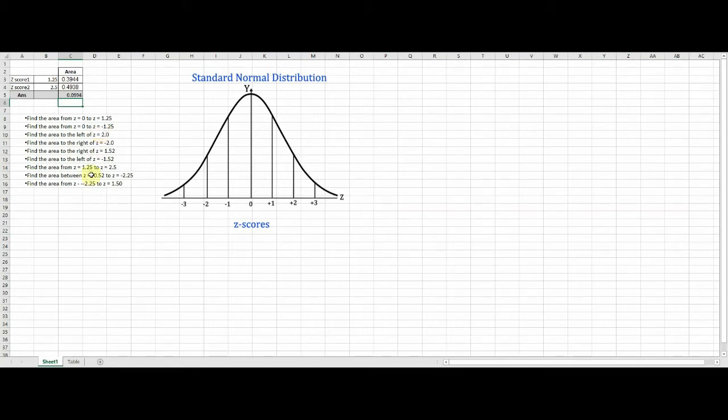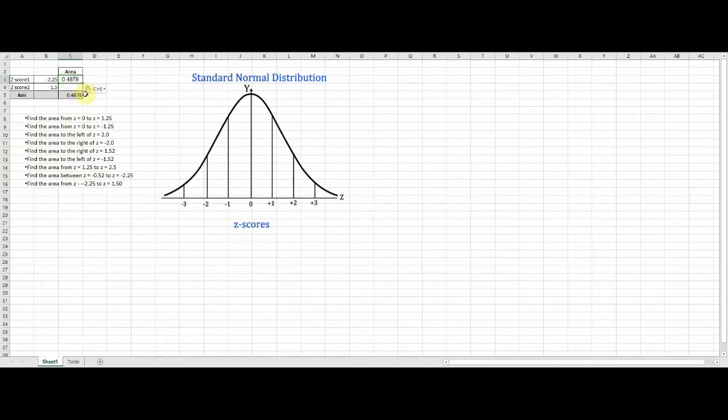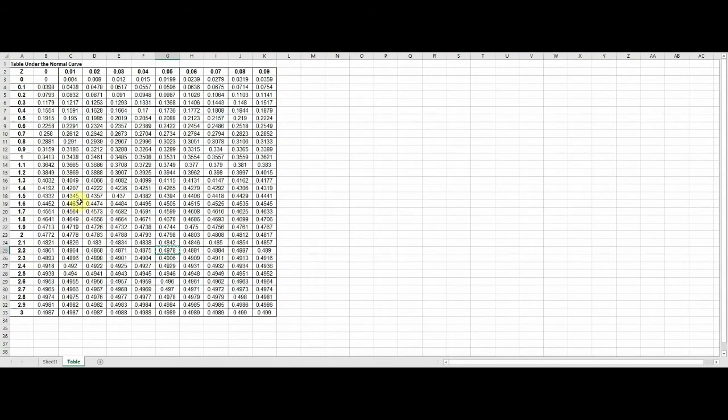Now, let's have the last example, which is negative 2.25 to 1.5. So let's erase this first. So 2.25 to 1.5. Let's get the area. 2.25, this one. And 1.5 is on this one.